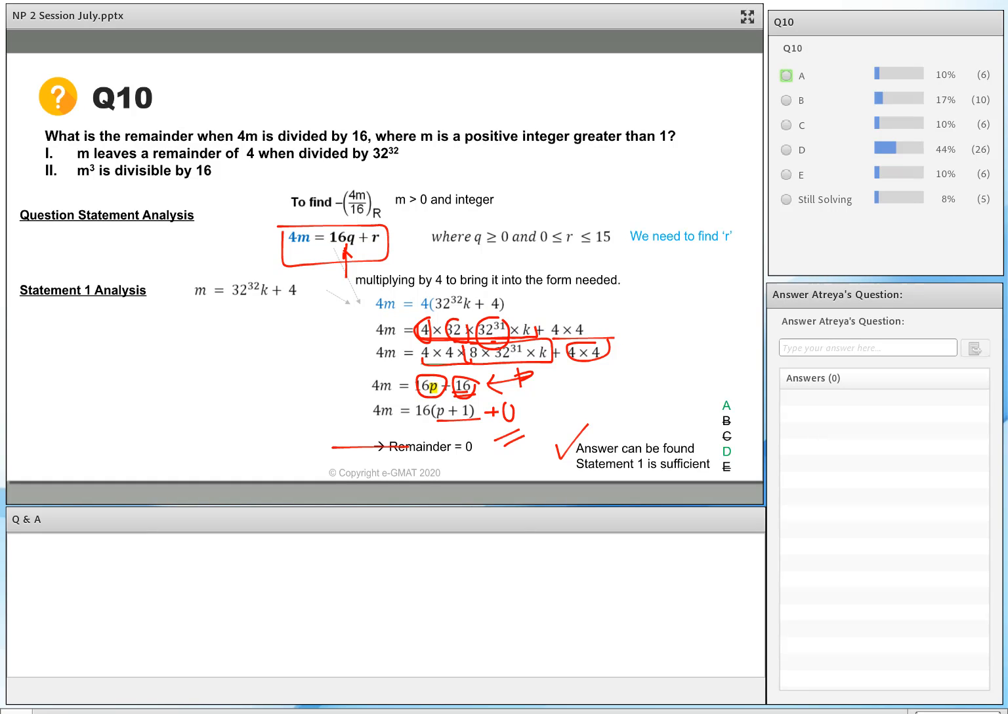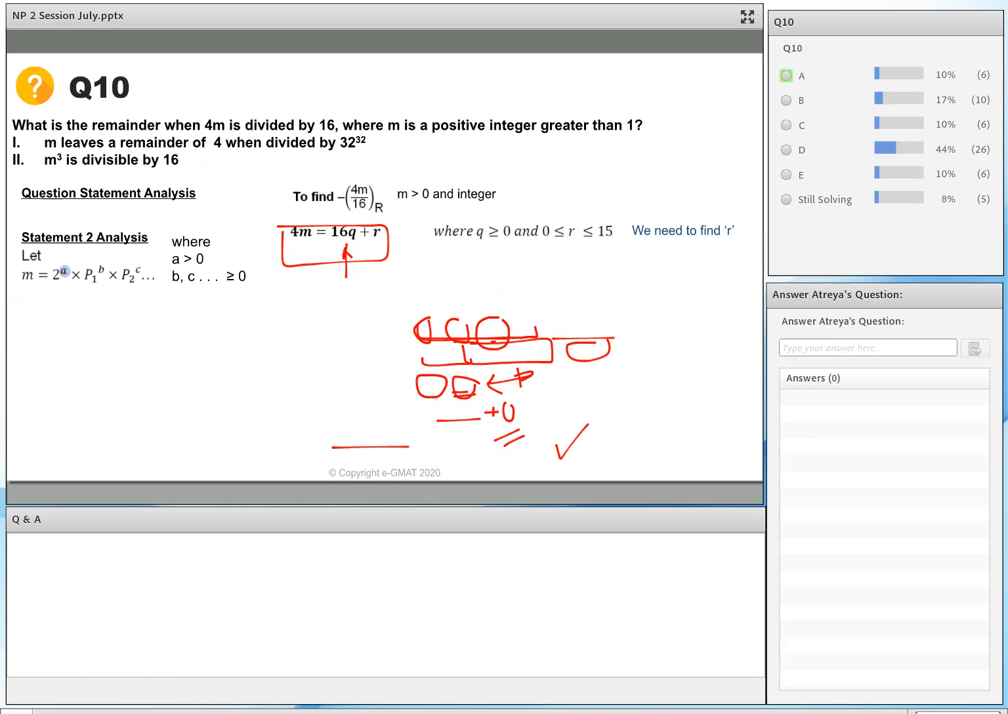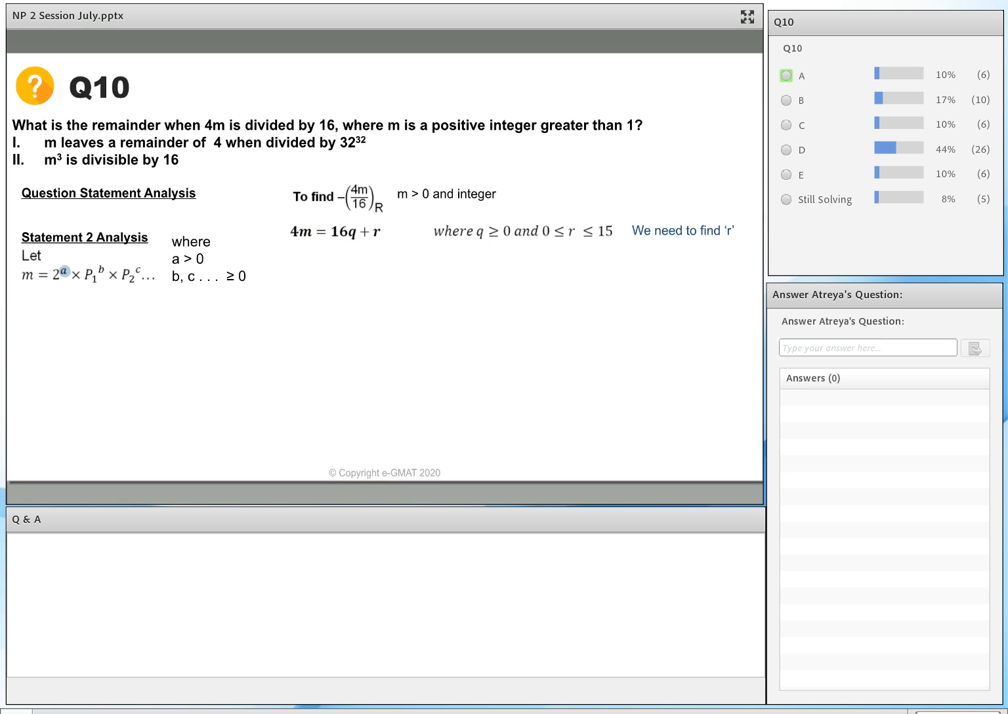The next part is something that I gave you the information for before starting off this question. What was that information? If m cubed is divisible by 16, then 16, which is equal to 2 to the power 4, has to be present inside m cubed. Now, I'll write m equal to 2 to the power a times p1 to the power b times p2 to the power c, where 2, p1, p2 are prime factors, and a, b, c are the exponents of these prime factors. Now, keep that in mind.